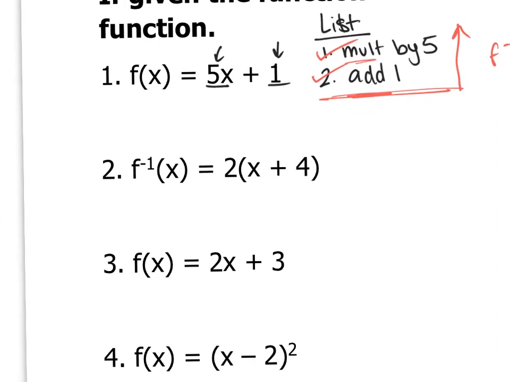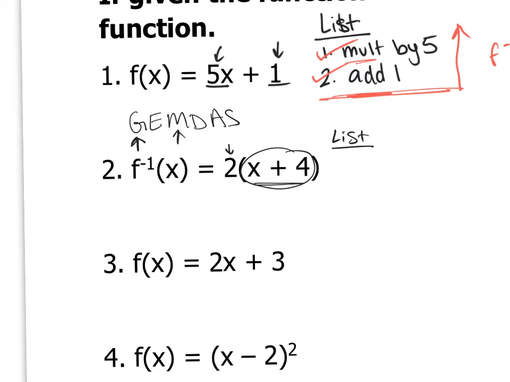Let's list what happened to x. First, I need to take a look at, this one has GEMDAS going on, or if you like PEMDAS better, that's fine. There is a grouping symbol. There is a group of numbers here. So we have to discuss what happens in the group, because this takes precedence over the multiplication by 2. So that means inside this group, the first thing I did to x was I added 4. Now I've taken care of the group.